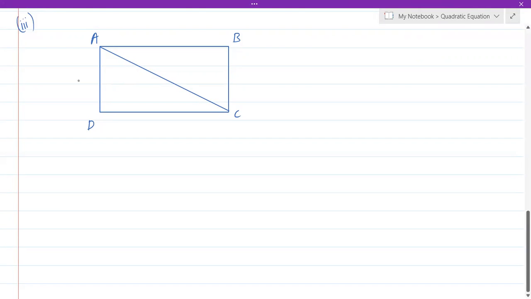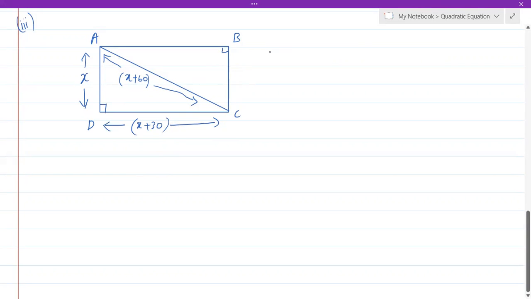Okay. Let's say the shorter side is X. Let's assume the length of the shorter side to be X. Now, what is the diagonal? The diagonal is 60 meters more than the shorter side. The shorter side is X. So 60 meters more in the sense X plus 60. So the diagonal value is X plus 60. Okay. What about the longer side? The longer side is 30 meters more. So x plus 30.